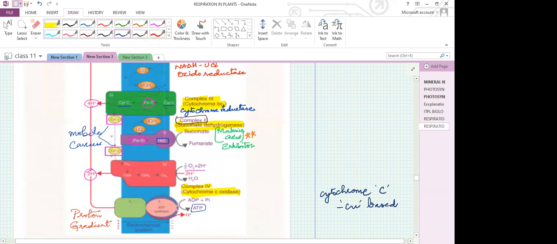Copper-based cytochrome. Okay, so second is C-oxide. Where else do you find cytochrome? Complex 3 is B and C. Okay, so this is this one.